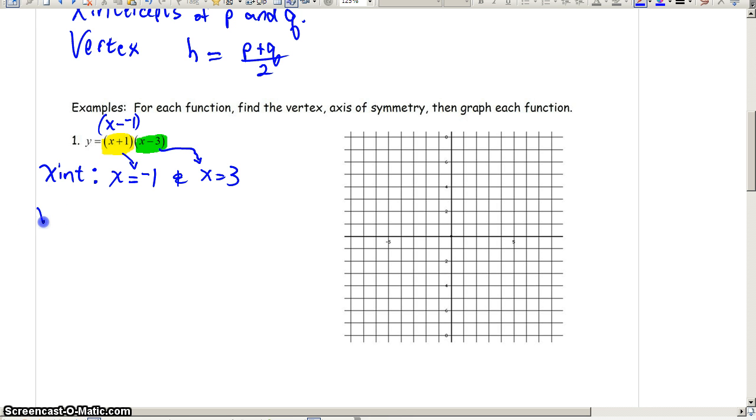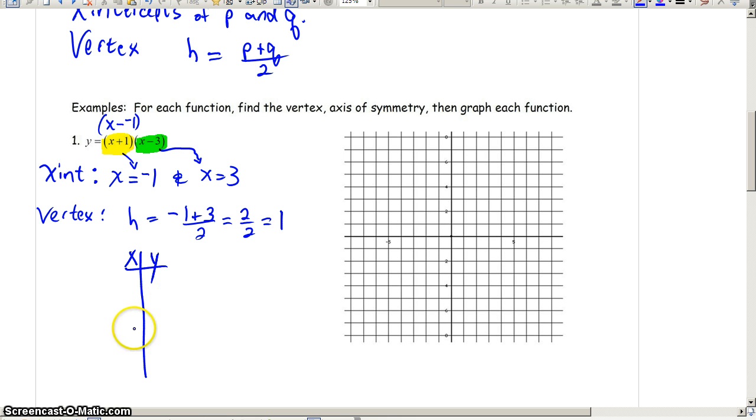Now our vertex is going to be an x value, but it's going to be the average of those two x-intercepts. Negative 1 plus 3 is 2. 2 divided by 2 is 0. I'm so sorry, 1. Silly me. Well, what we're going to do, sorry about that, is very quickly just let x equal 1. That's our x value of our vertex, but we're going to get one step bigger, one step smaller, one step bigger than the 2, and one step smaller than the 0 as well.